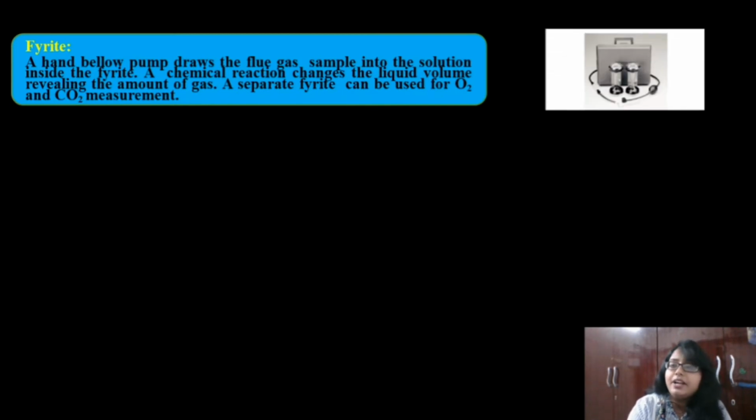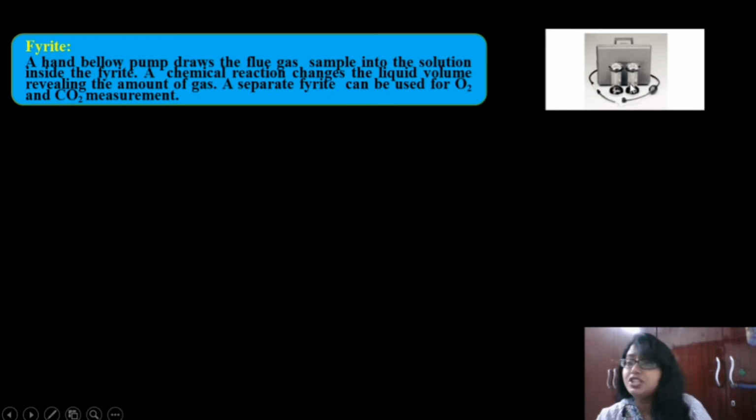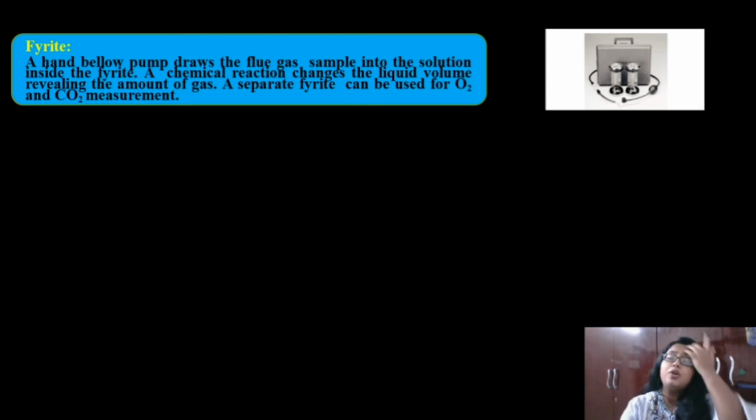Now next, you have a Fyrite. What is this Fyrite? Fyrite is especially used to measure the level of oxygen and carbon dioxide. Now how is it possible? It is based on volumetric analysis of these gases. It has to have a certain reagent in these tubes. For oxygen, generally we use chromous chloride, and for carbon dioxide, the reagent is potassium hydroxide. So these could be the chemicals used in order to measure oxygen and carbon dioxide.